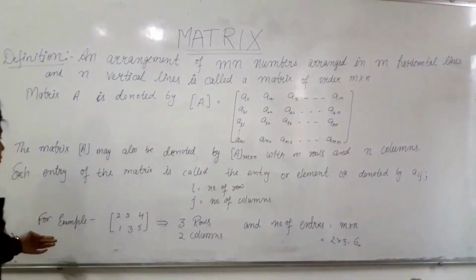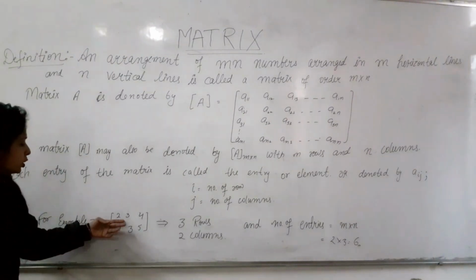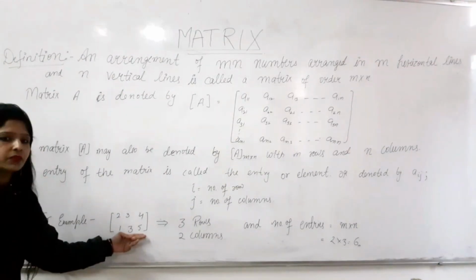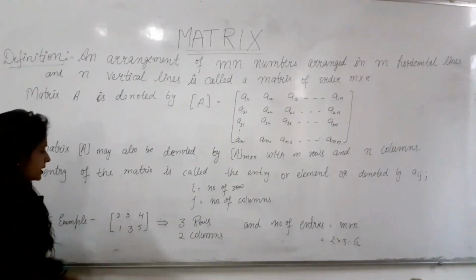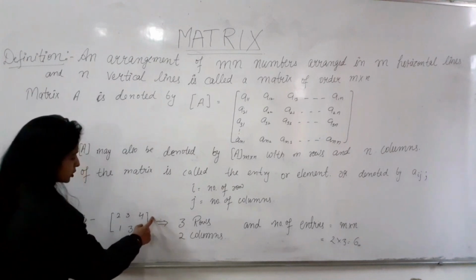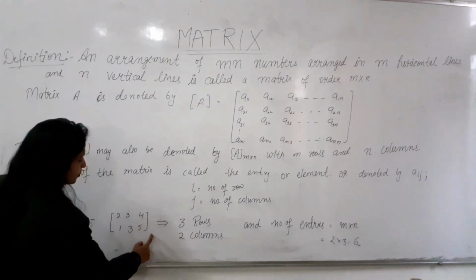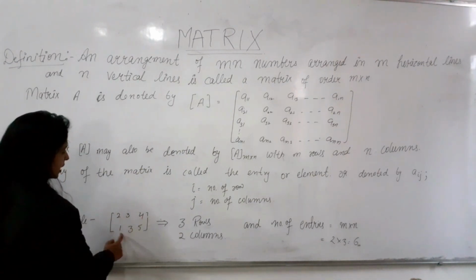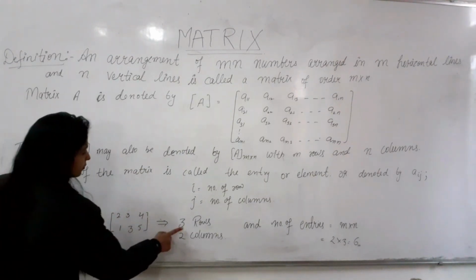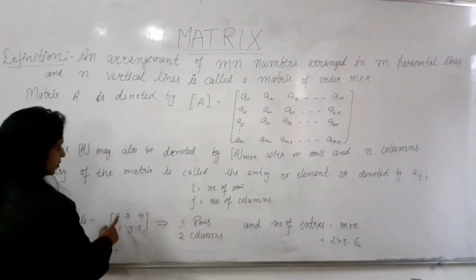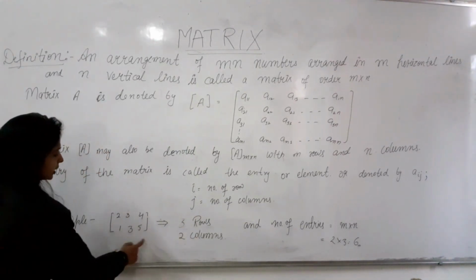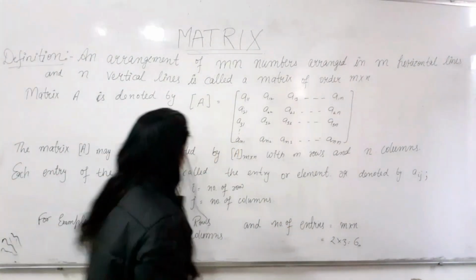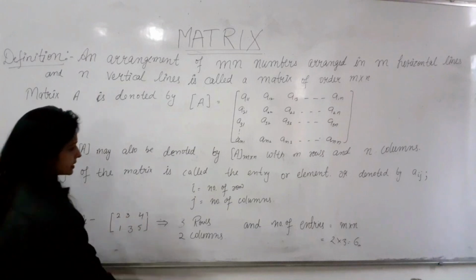Now for example, 2, 3, 4, 1, 3, 5. This is the matrix, we can say matrix A. In this, this is the first row and this is the second row. So we have two rows, first and second, and first, second, third, three columns. And the number of entries in this are 1, 2, 3, 4, 5, 6.